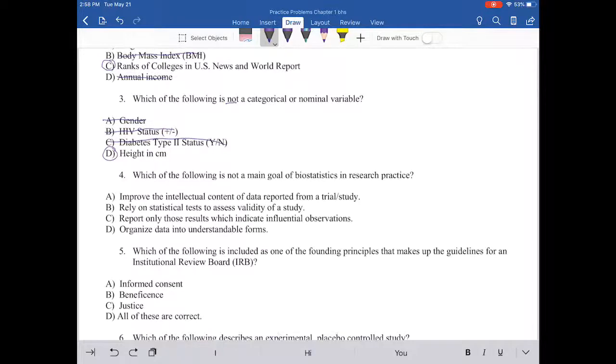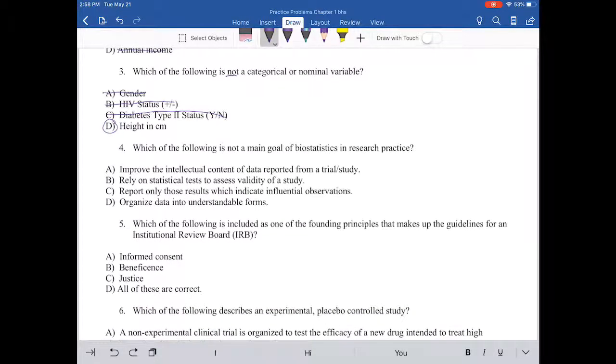Which of the following is not a main goal of biostatistics in research practice? The answer is C. Only report those values which indicate or influence observations. Remember, the keyword here is which one is not a main goal of biostatistics. Our goal is to report all answers. We report anything, whether it's good or bad. We don't just pick and choose the ones we want. That is not a goal of biostatistics. We want to report all information, whether it's statistically significant or not.